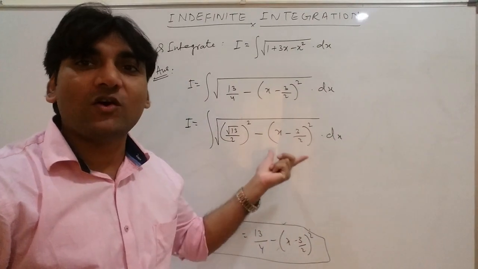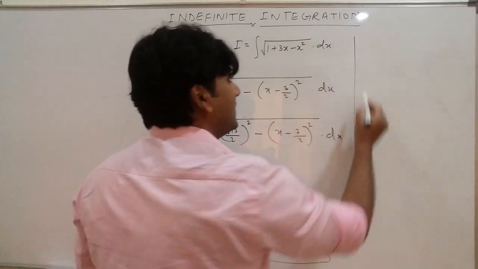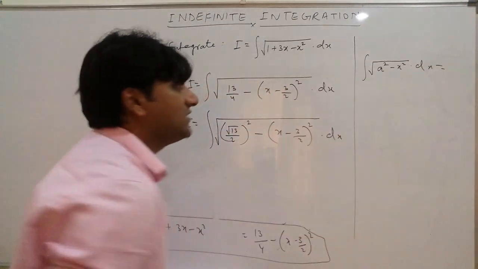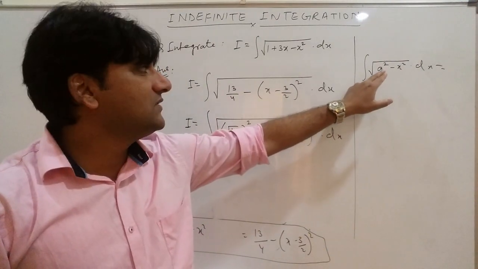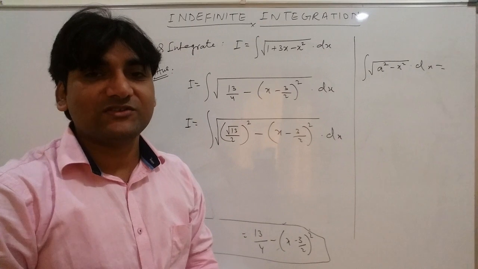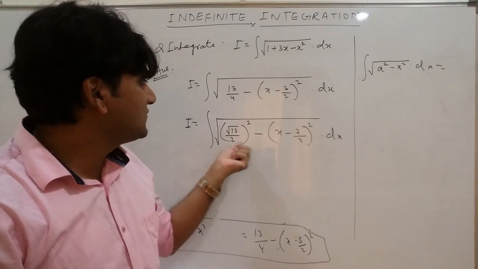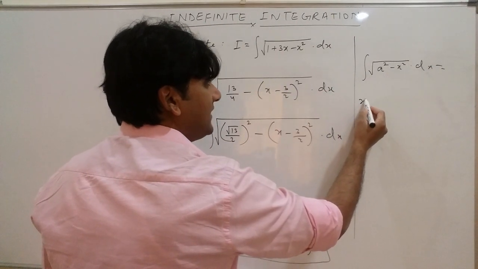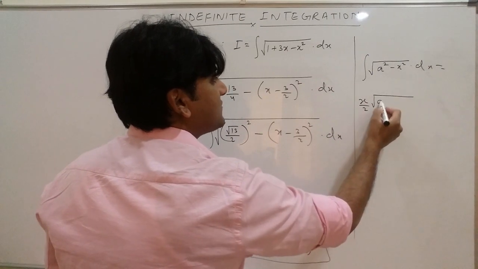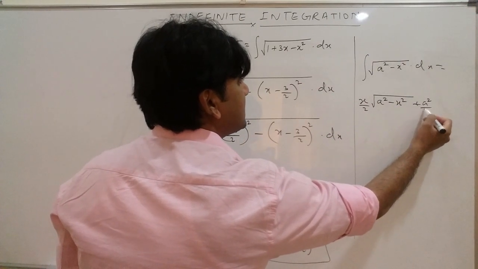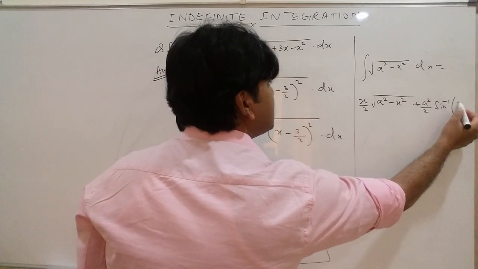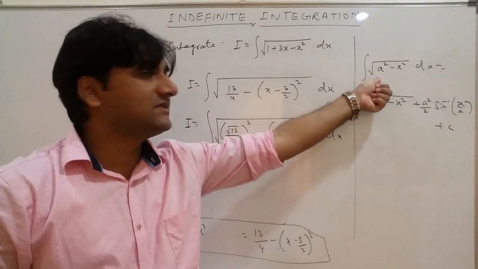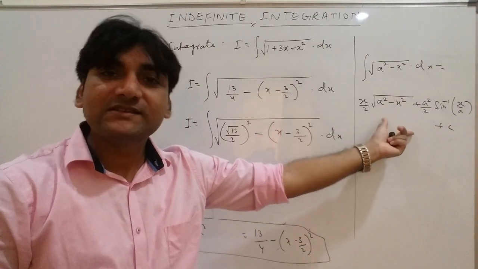This question is based on which form? This form: root a square minus x square dx. This is the form, root a square minus x square. First is constant. So this question is of the root a square minus x square dx form. What is the answer? The answer is x over 2 times root a square minus x square plus a square over 2 sine inverse x over a plus c. Yes or no? This question has this answer.